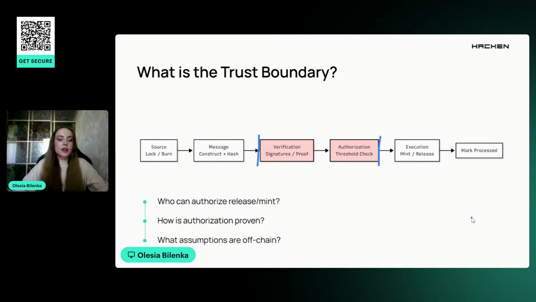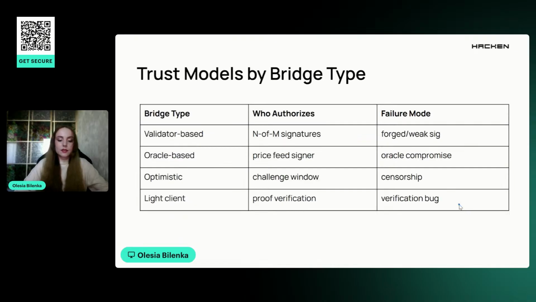Different bridge architectures answer these questions differently. For example, validator-based types, which use N of M signatures, have a weak or forged signature as their failure mode. Oracle-based bridge types rely on price feeds, so if the oracle is compromised, the bridge is compromised. Optimistic bridges, like Optimism, use a challenge window, so their failure mode is censorship. If challengers can be censored, invalid messages can go through.